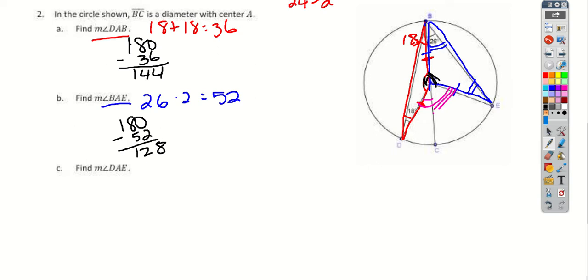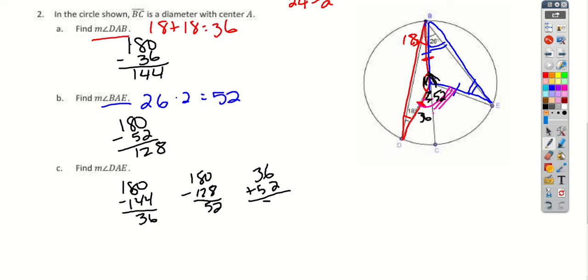So we know angle DAC, that's that angle right there, is 180 minus 144. And that's 36. And the angle on the other side is 180 minus 128, which is 52. And so together, we get 88 degrees. And that's how we get the measure of the angles.